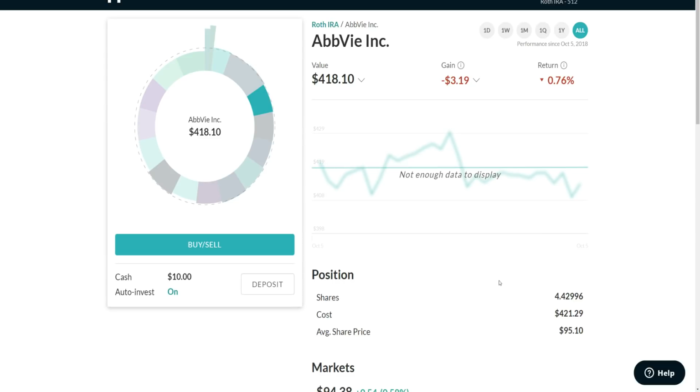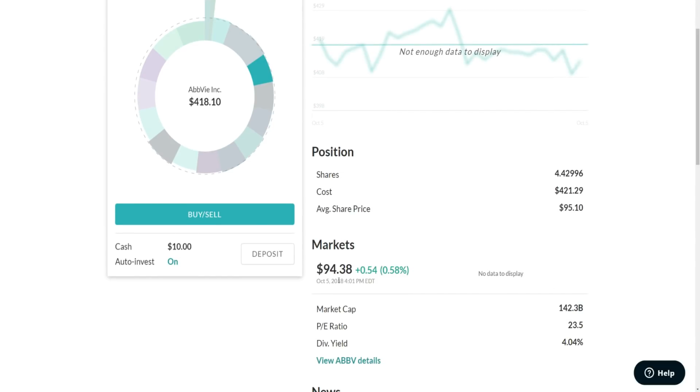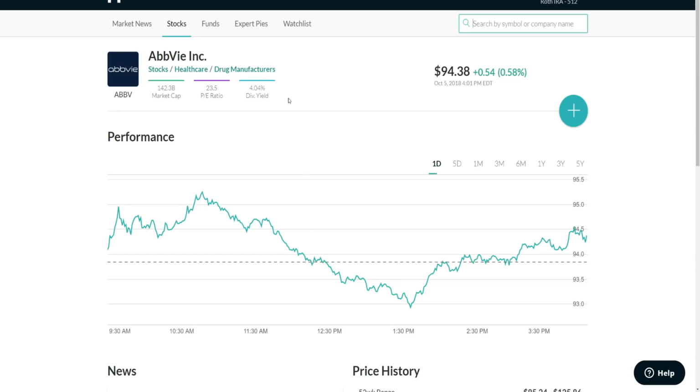It has a very nice current yield of 4% and some change, 4.04% dividend yield. PE ratio, some would say this is high at 23.5, but forward PE is currently at about a 12 or 13, which is excellent for this portfolio.